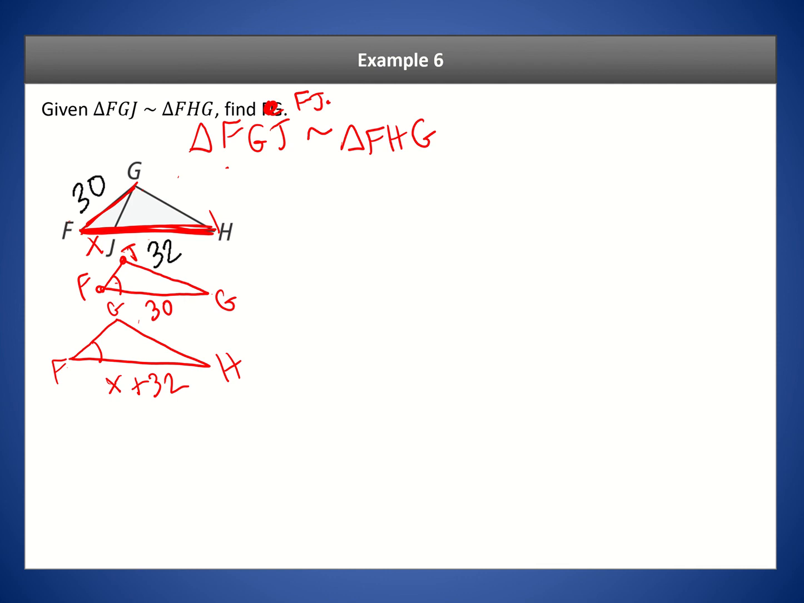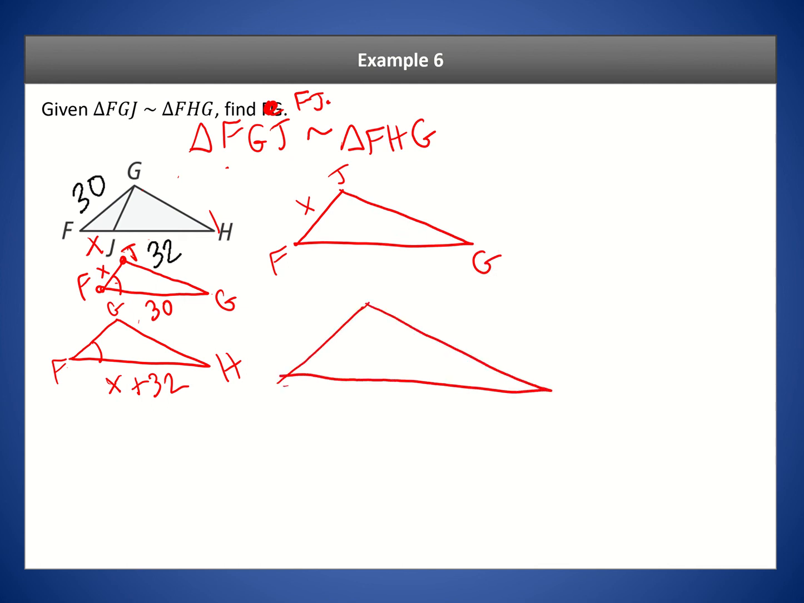We want to also set up x. This is x right here. So actually, let me draw this so it's clear. This is x. I'm going to draw this a little clearer. And then this is the big one. I'm going to draw this big, so we can kind of see. Maybe I should draw this smaller. And this is x plus 32.